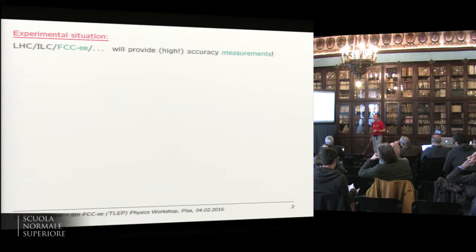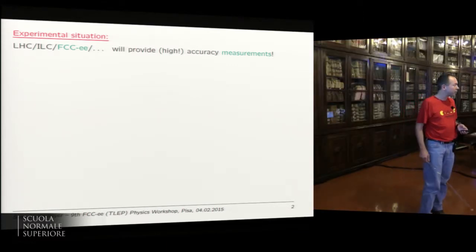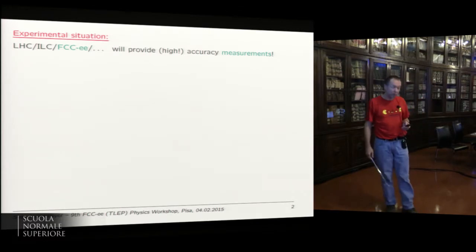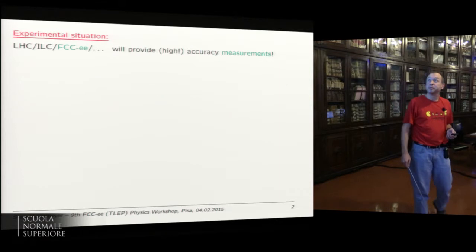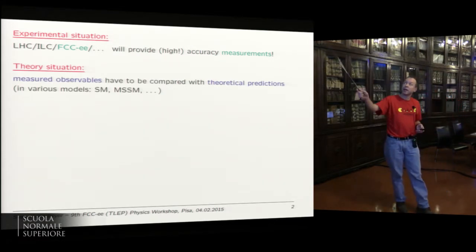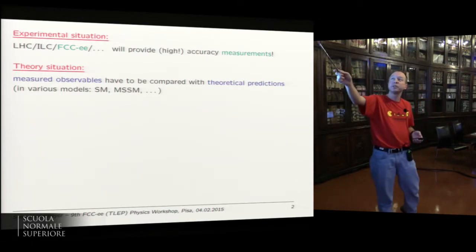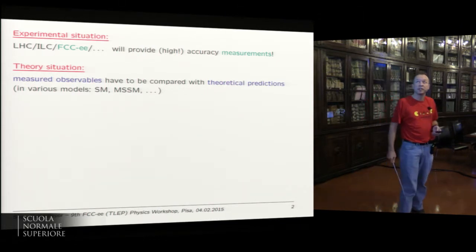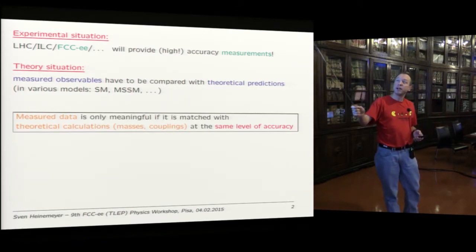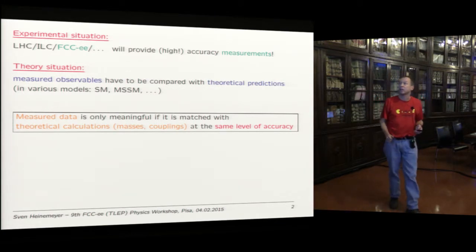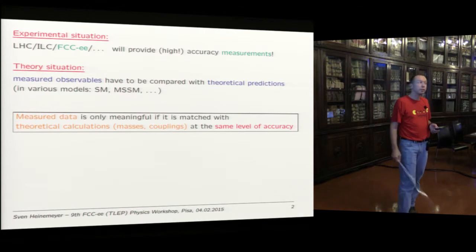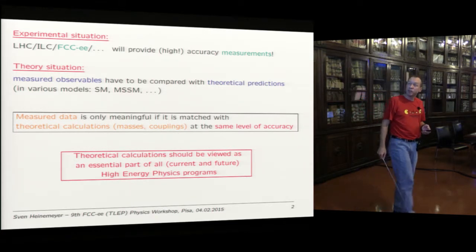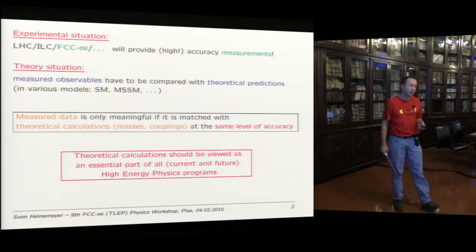First, I would like to stress again why the Pheno session is important and why theorists should be an integral part of the whole operation here. We estimate that we will get very high accuracy data from current and future experiments, and this of course includes particularly the FCC-ee. But the measured observables have to be compared with the theoretical predictions in the various models, and I mention two explicitly, the standard model and the minimal supersymmetric standard model, but it applies to any model that you are interested in. The measured data is only really meaningful if it is matched with theoretical calculations, masses, couplings, etc., at the same level of accuracy. Only then can you make full use of all the data. Therefore, as a theorist, I like to stress that theoretical calculations should be viewed as an essential and integral part of all current and future high-energy physics programs.